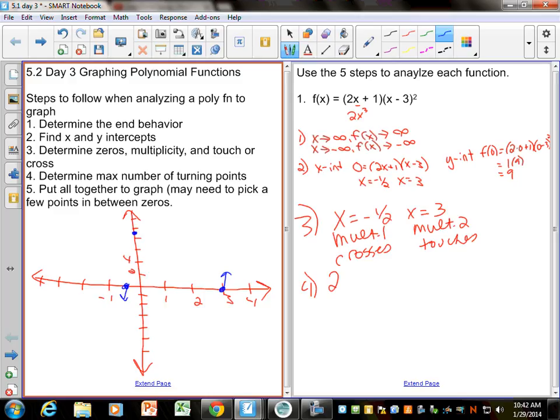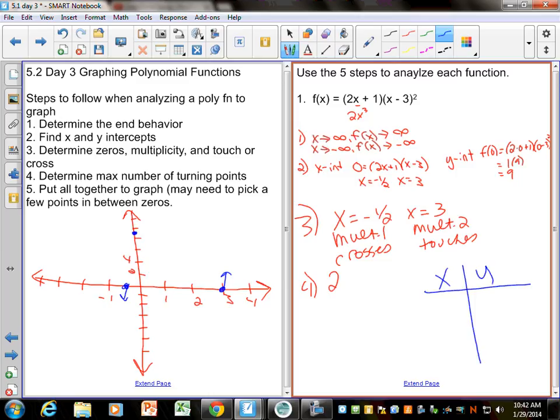So step 5 is where I would make a little XY chart, and I'm going to say, let's pick 1 and 2, and they might be like crazy big numbers, but at least to see what's happening. And you're welcome to just use a calculator. I'm going to do my math. 1's not too bad to do. If I plug 1 in there, I'm going to get 2 plus 1, which is 3, and 1 minus 3 is -2 squared, which is 4, which I think gives me a value of 12. Do you agree with me on that?